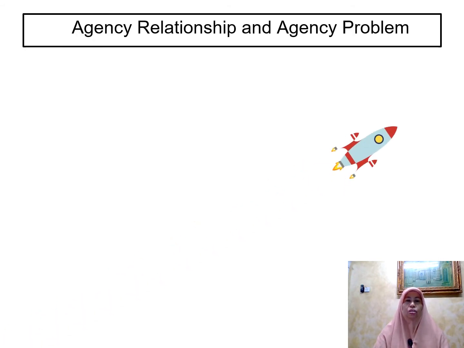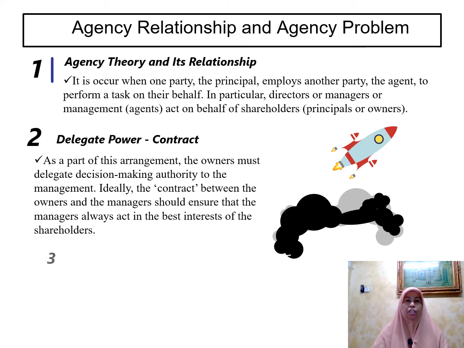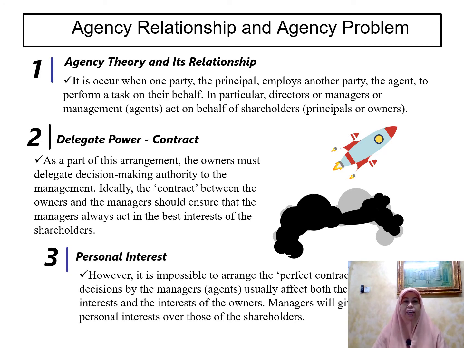Okay, so agency relationship, based on the agency theory, is defined as occurring when one party, which we call the principal, employs another party, which we call the agent, to perform a task on behalf of the principal.